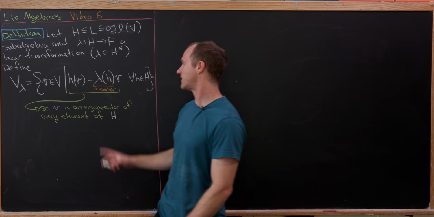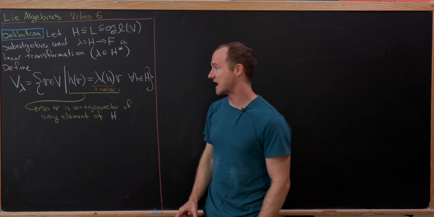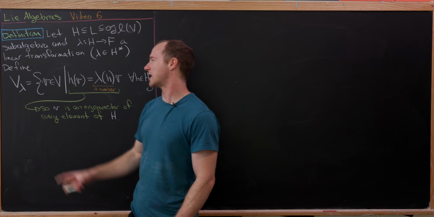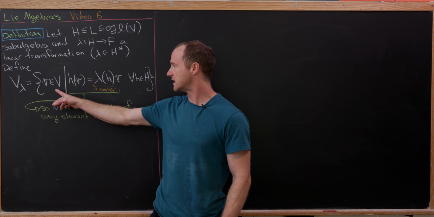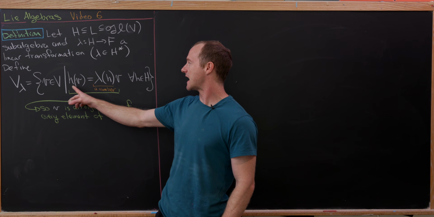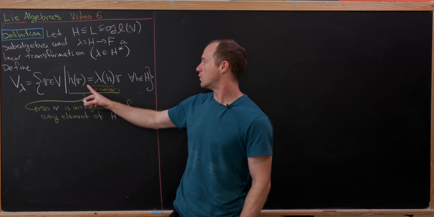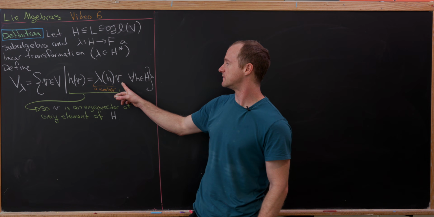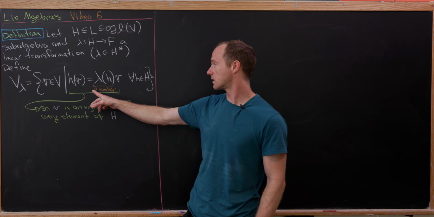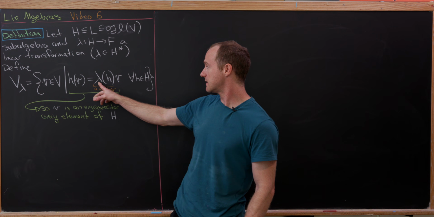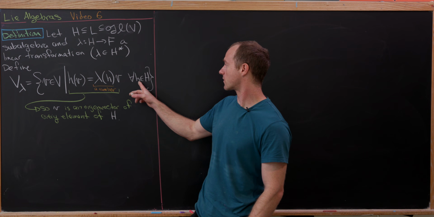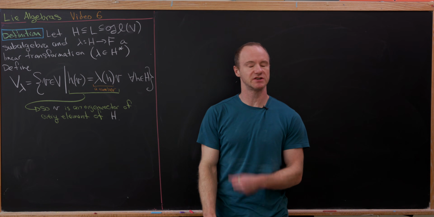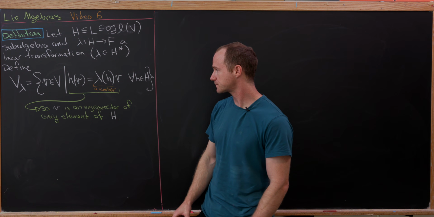Next up, we're going to define the following set. So we'll denote it by V_lambda, and it'll be all vectors v in V, so that if we apply h to v, we get a number times v, but not just any number. It'll be lambda evaluated at h. And this is going to be true for all little h inside of H. So a lot's going on here.